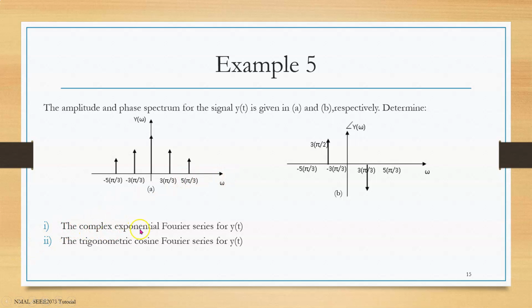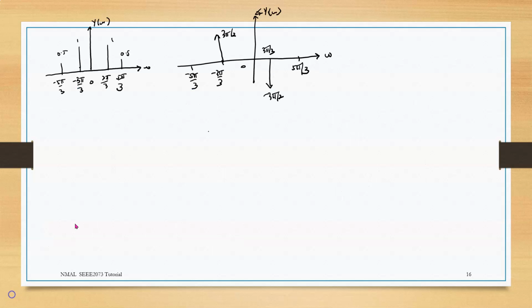And you have to find the complex exponential Fourier series for y(t). Okay, because given here is Y(omega), which is in the frequency domain, and the trigonometric cosine Fourier series for y(t). Okay, the complex exponential Fourier series. So I have redrawn the spectrum for you here. Okay, so from here you can take y(t) equal to, we know that this is a complex exponential form because this is a double-sided spectrum. So you have to write the equation in terms of complex double-sided form first.